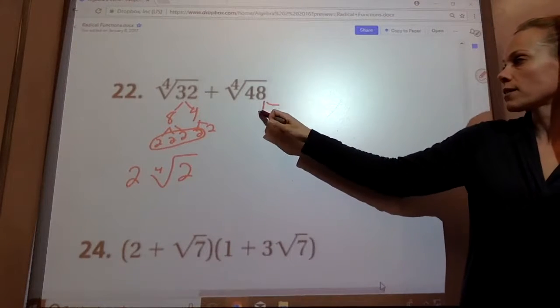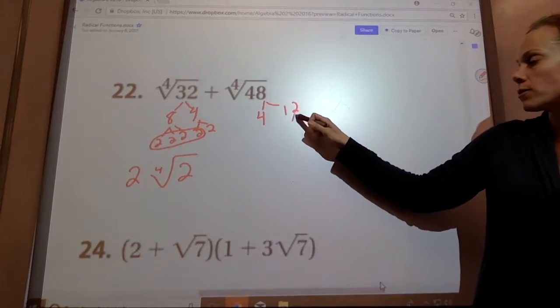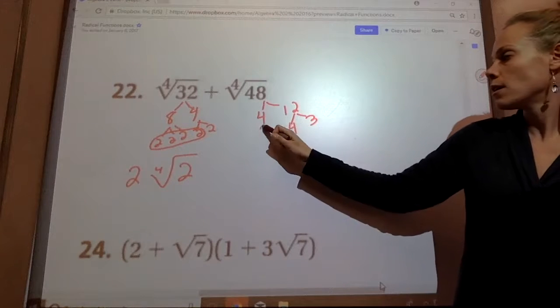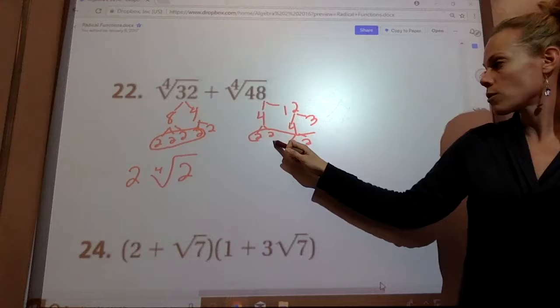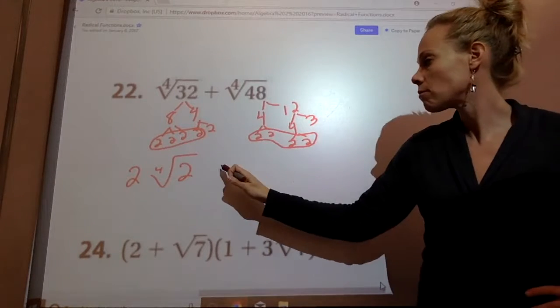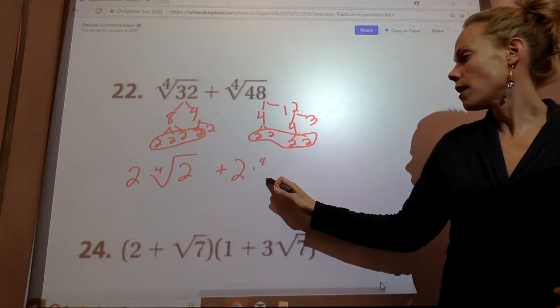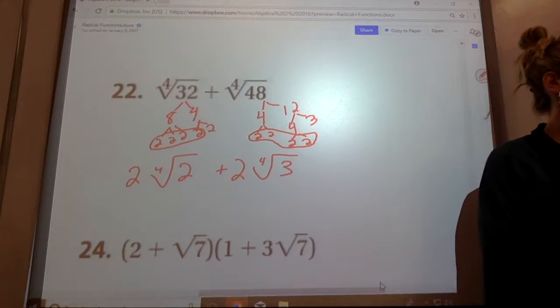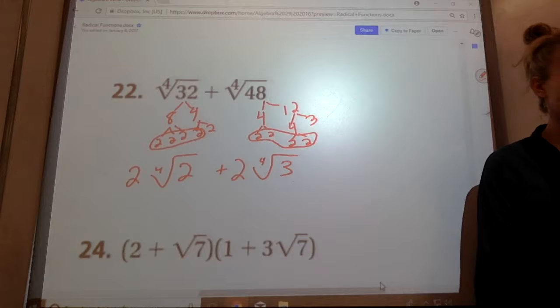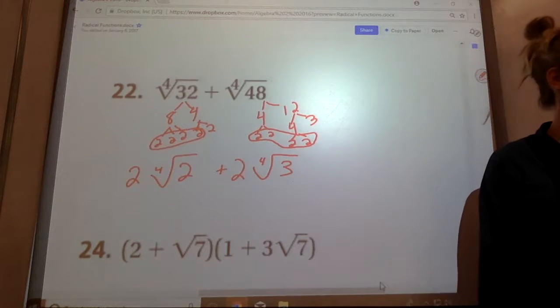And then 48 is 4 and 12. 12 is 4 and 3. And each 4 breaks down into 2 and 2. So there's my group of 4. Take 1 out. And then what's left? The 3. And then I'm done. They don't end up being like terms. So I simplified, and that's as far as I could go.